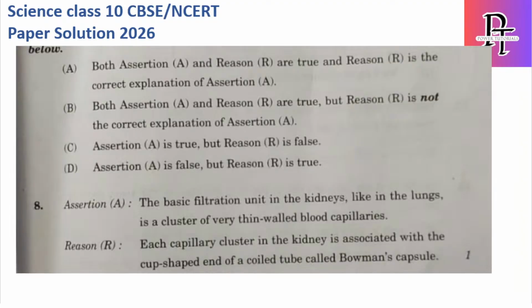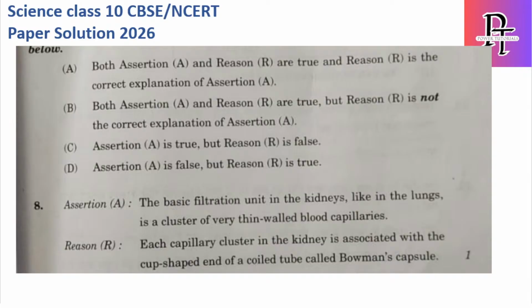So the 8th and 9th questions are assertion-reason questions. The assertion-reason options are: A, both A and R are true, and R is the correct explanation of A. B, both assertion and reason are true but not the correct explanation of A. C, assertion is true, R is false. And D, A is false and R is true. Okay, let's see both questions and find out which option each belongs to.